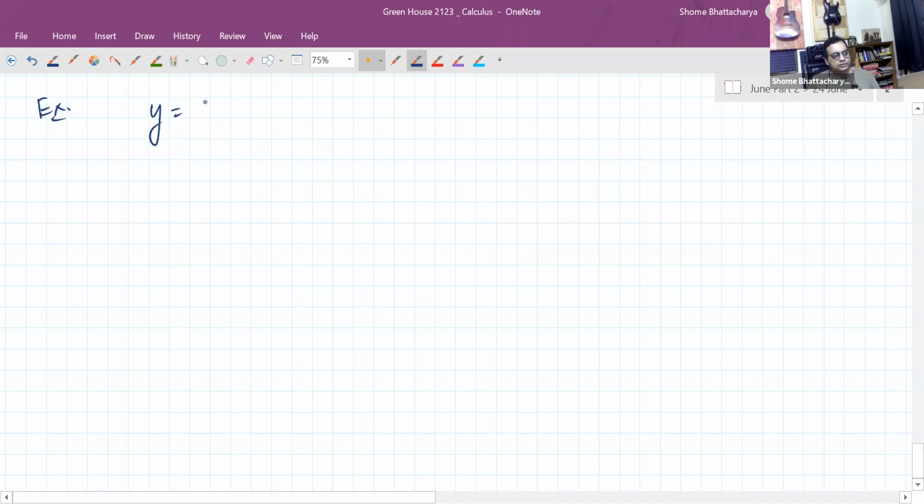Now suppose we have a function like this: y is equal to 4x minus x squared. And we want to find the set of values, or in maths sometimes we say intervals.